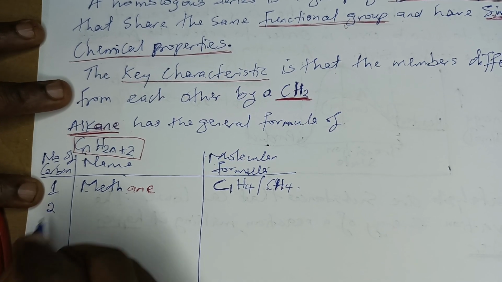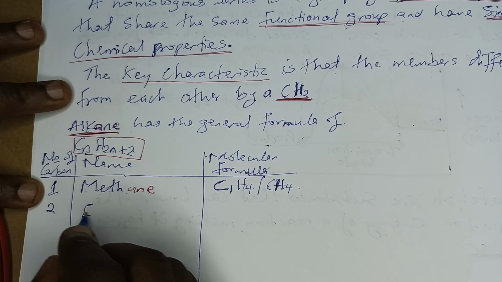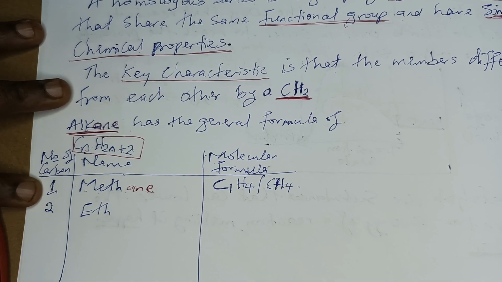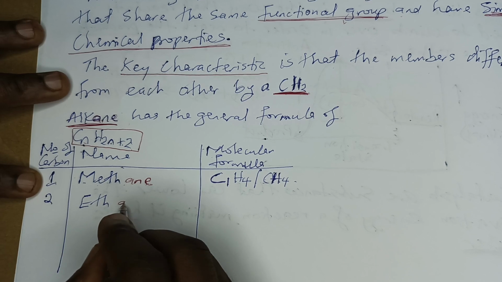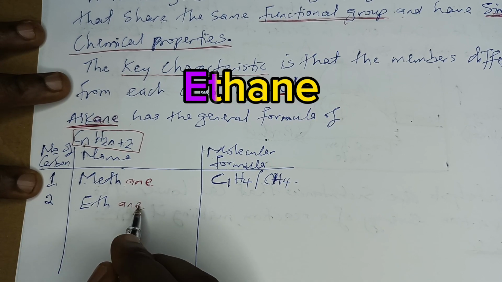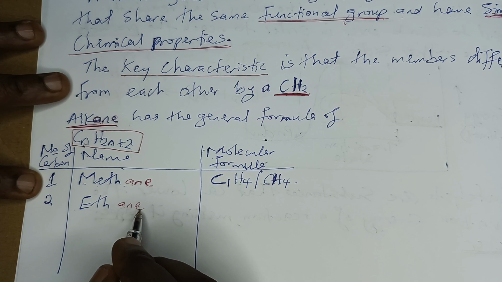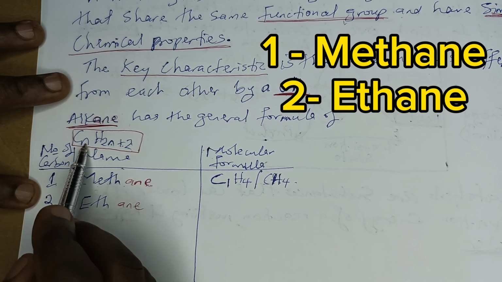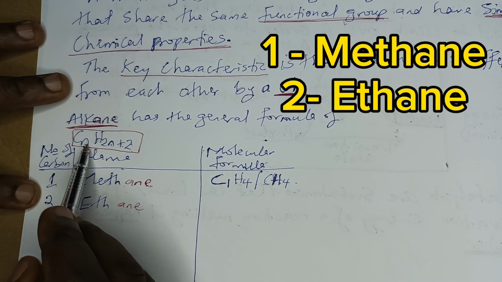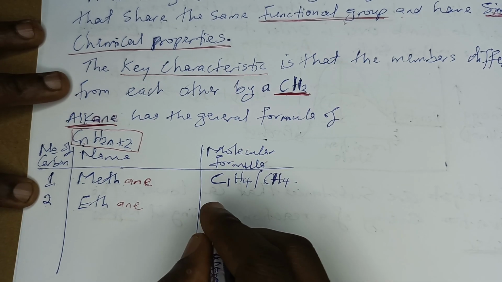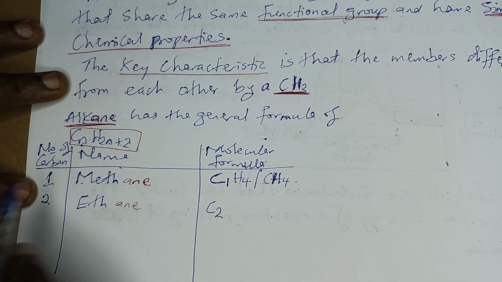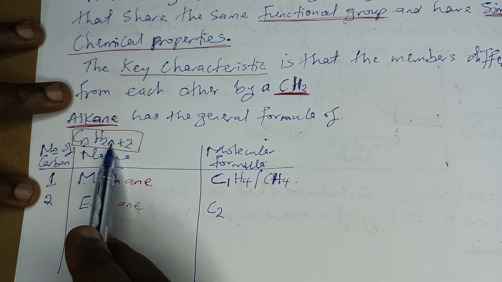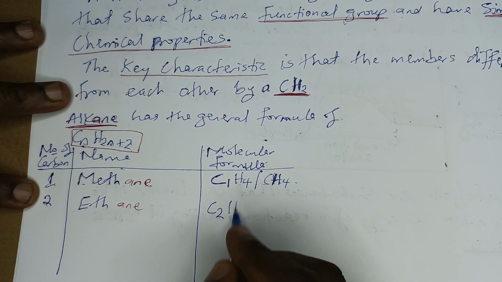So let's go on. When we have the second carbon, it's always eth, and we finish it with ANE as usual. So it will be ethane. It has 2 carbons, so 2 will be substituted here. That will be C2. Now, 2 times 2 is 4, and 4 plus 2 is 6. So H6.